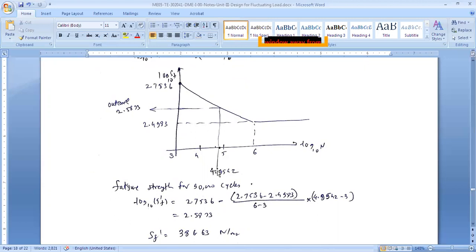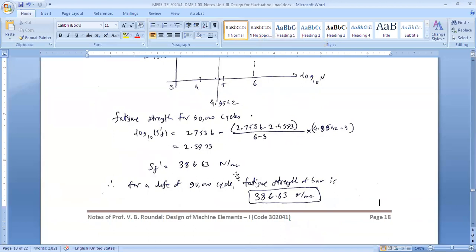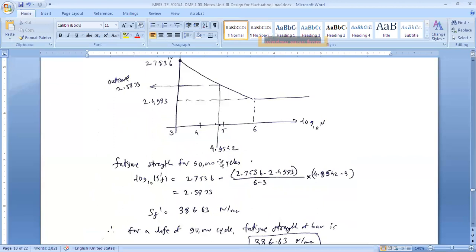Sorry, 90,000. It is basically 4.95. For a life cycle of 90,000, we got log of SFL 2.58. Take an anti-log of that, we'll get 386. So the strength or stress at which it will survive for 90,000 cycles will be 386.63. Are you getting it? The picture should now be very clear.